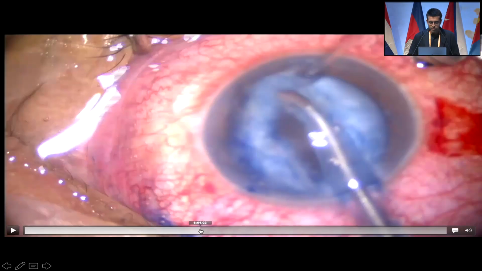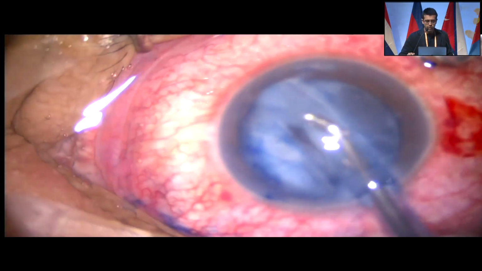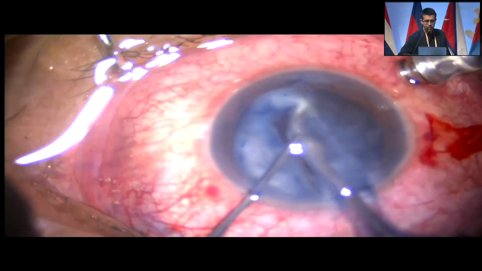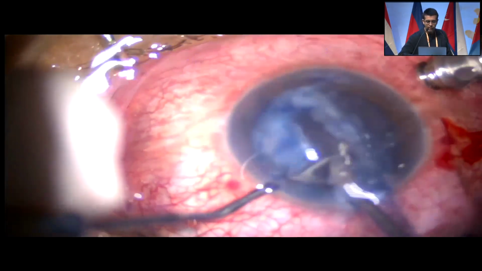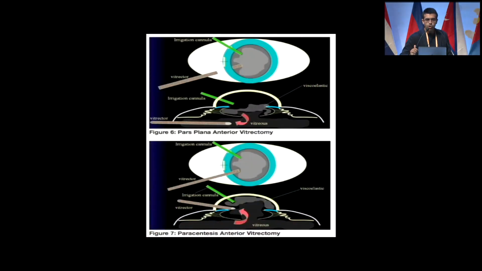One more case. This is a very interesting case. This was basically a patient sent to us. This patient had a trauma with a sharp instrument and actually had a white cataract, and the patient also had signs of retinal detachment.